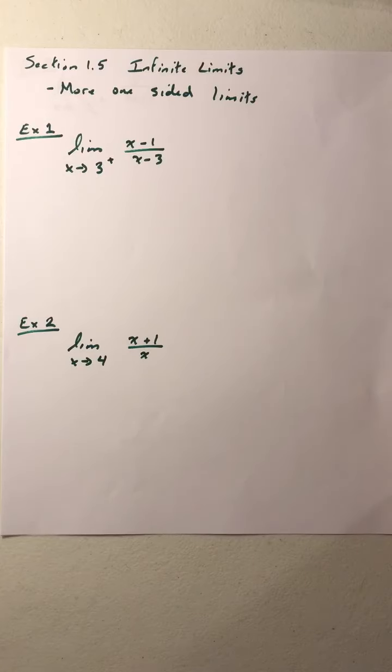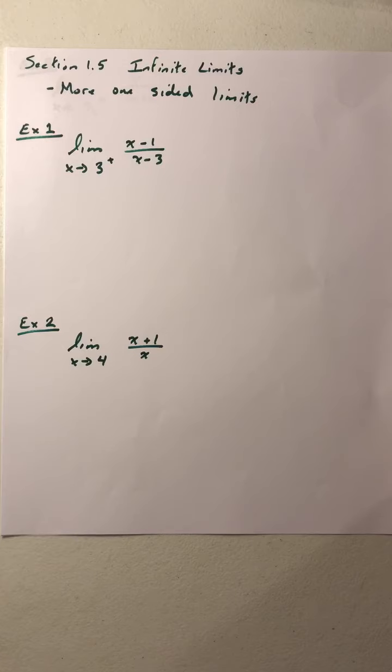So section 1.5, this is going to be our last day talking about infinite limits and getting infinity as possibly an answer. So today I want to spend a little bit of time on one-sided limits. If you remember, with a one-sided limit, we're looking at the left or the right side of the graph at that x value. So in example 1, we're looking at the limit as x goes to 3 from the positive side of x minus 1 over x minus 3.